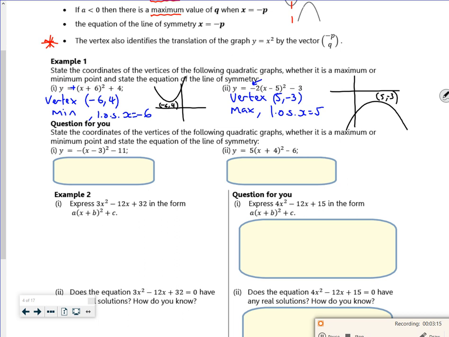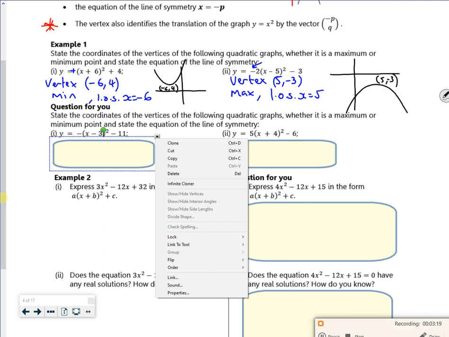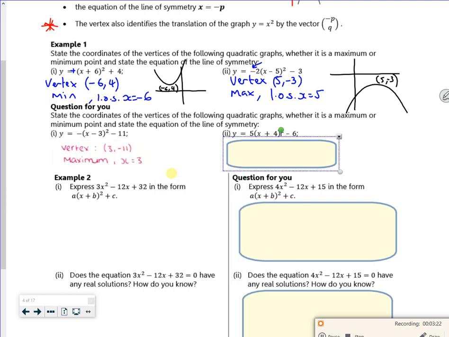Right, so there's 2 questions for you to have a go at. So hopefully you can zip through them dead fast and spot it.